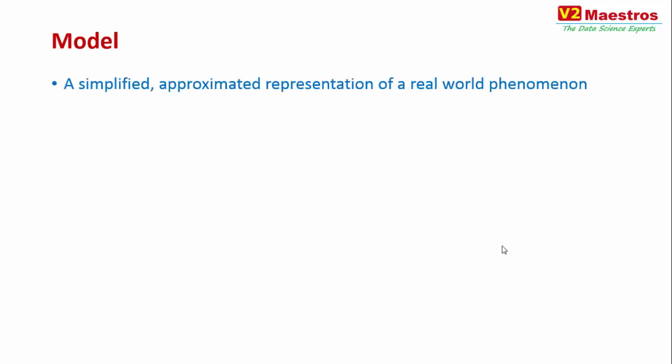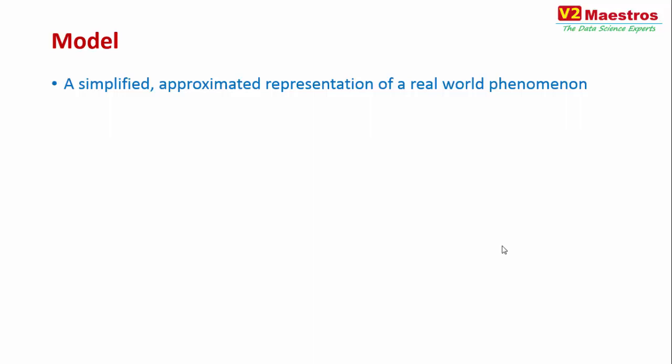So what is a model? A model is a simplified, approximated representation of a real-world phenomenon. So there is a real-world phenomenon that is happening, and when you do a model, you're trying to first build a simplified model. You're not trying to put too many things into the model. You're just trying to take the most important things about the real-world phenomenon and then build a simplified representation or an approximated representation of it.